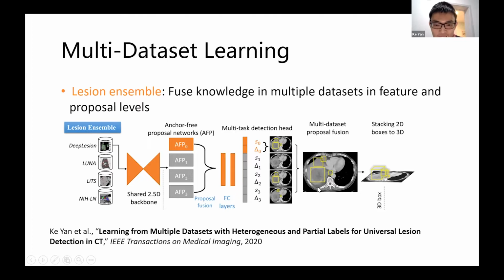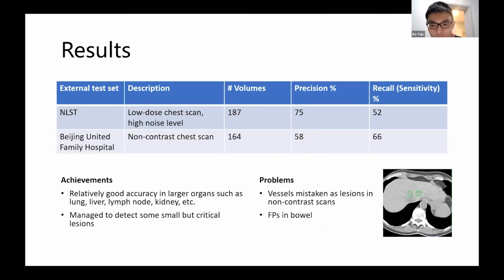So you can see that the lesions in medical images have a lot of different appearances, and sometimes they can be subtle to detect. It is a very challenging task. There are also some false positives in the bowel and in some other areas. So these are the problems we are still working on to improve.